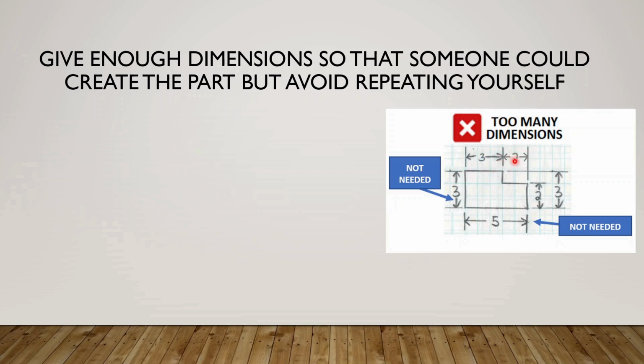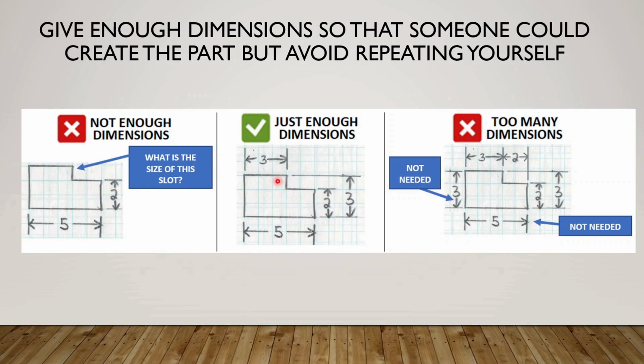Once we have that, we don't actually need this 2. Because obviously the distance from here to here is 5, because this is 5. The same thing can be noted over here. If I look at this distance here, that's 3 inches. So then why am I saying it's 3 inches over here? Of course it's 3 inches. It's a rectangle. So that, again, is too many dimensions. So it's like the Goldilocks rule. On the left, not enough dimensions. On the right, too many dimensions.